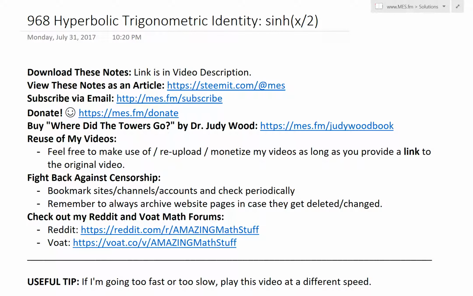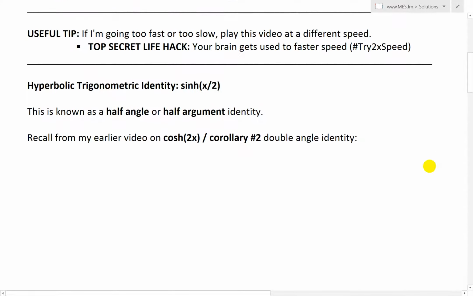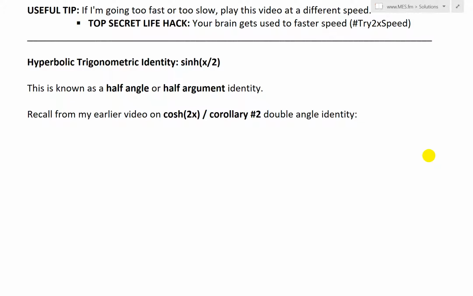Now, to discuss further hyperbolic trigonometric identities, let's look at the half angle identity, sinh x over 2, or hyperbolic sine x over 2. Let's just jump right in. This is known as a half angle or half argument identity.